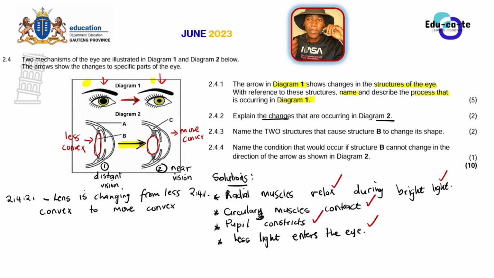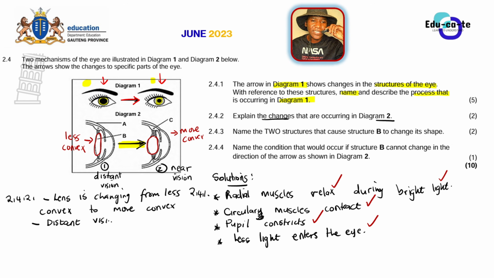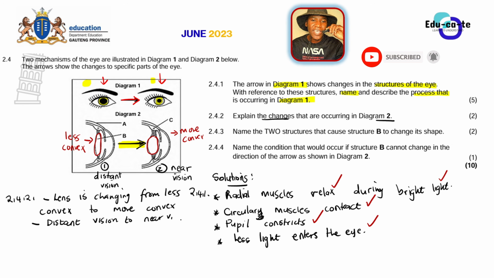The lens is becoming more convex. And then what does this imply, or what does this mean? You're explaining that here the person is changing from distant vision to near vision. So you try to cook up your English there, but here there's a transition from distant vision to near vision. I think this serves a clear and clean 2 marks.